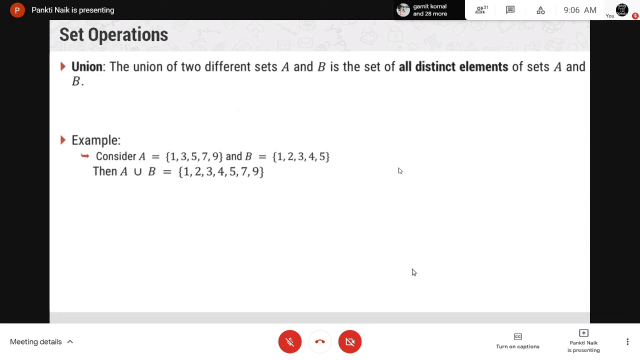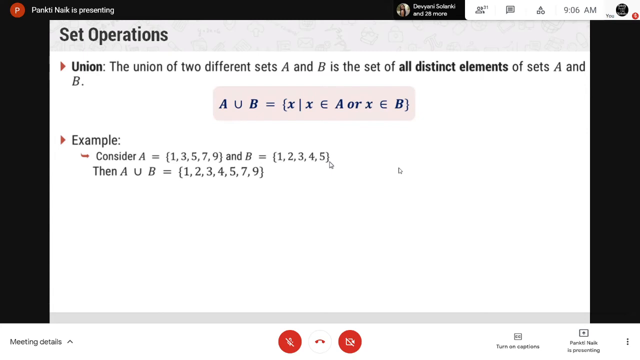Now next is union operator, right? So A union B, right? Consider the set A {1, 3, 5, 7, 9} and B {1, 2, 3, 4, 5}, right? So what will be the union of A and B? Those that are members of A as well as members of B, right? So that is A, sorry, A or B, right? A union means A or B, right?